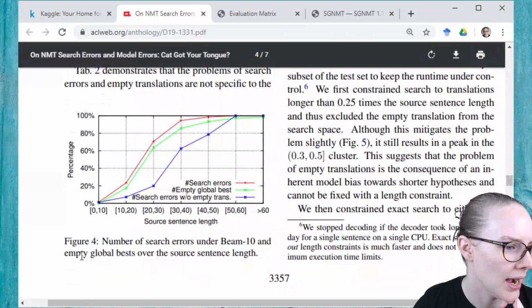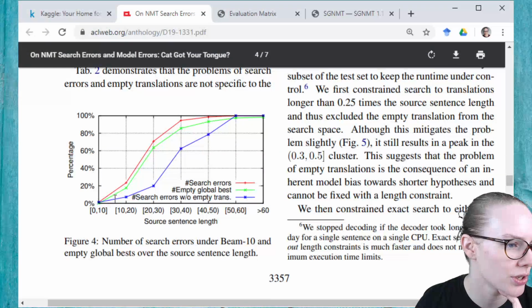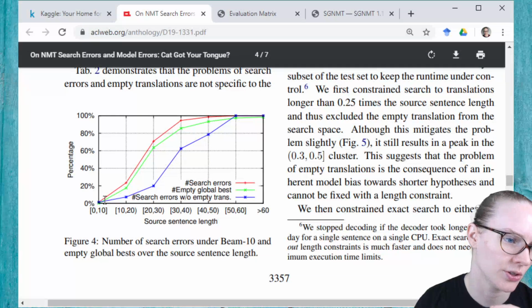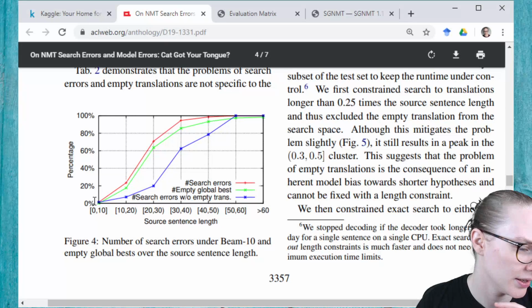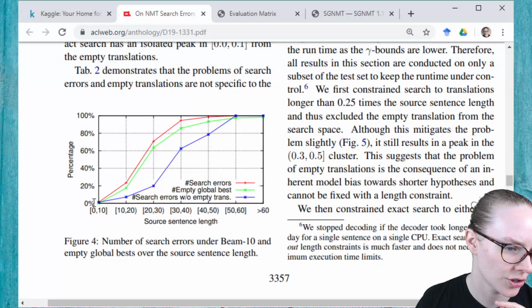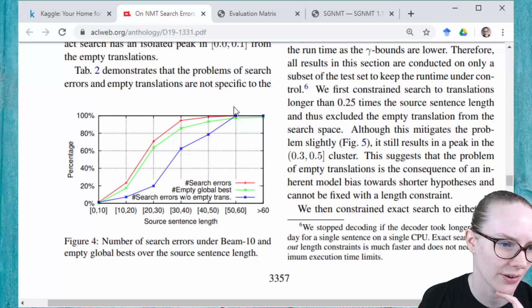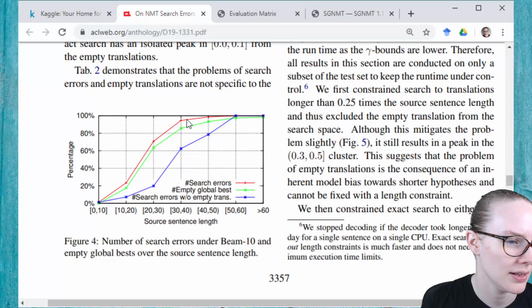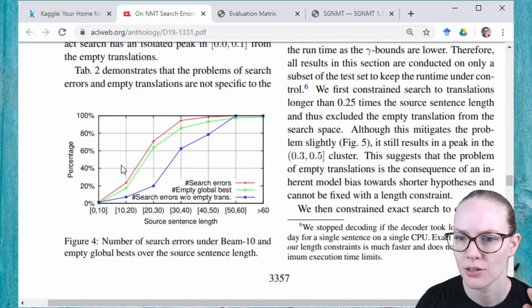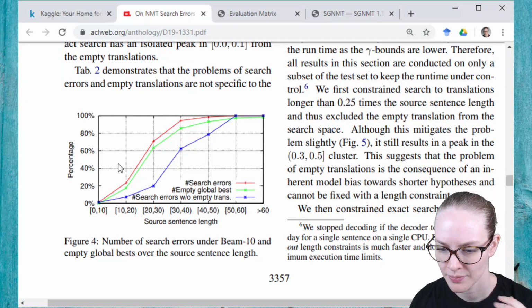Okay. So for a sentence under 10 words, relatively few search errors. And then as the size of the sentence increases, the number of search errors goes up. These are the search errors. Oh, sorry. So we're doing 3 different percentages on the same graph.